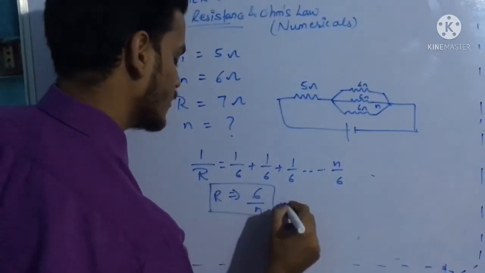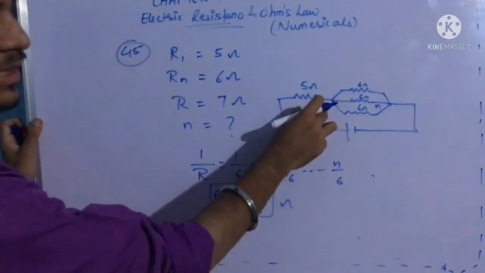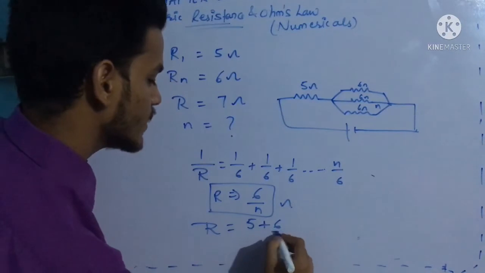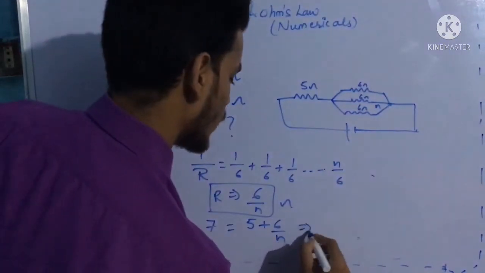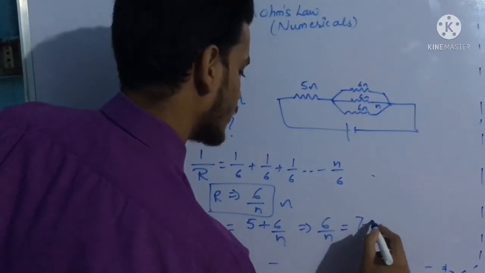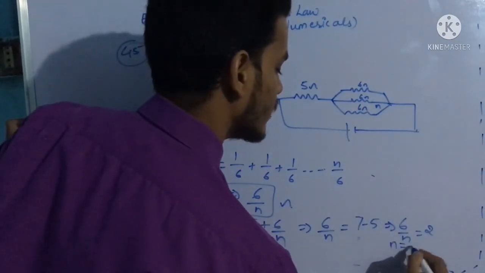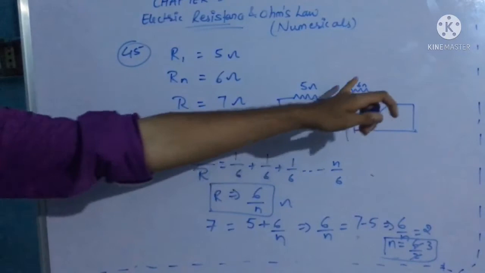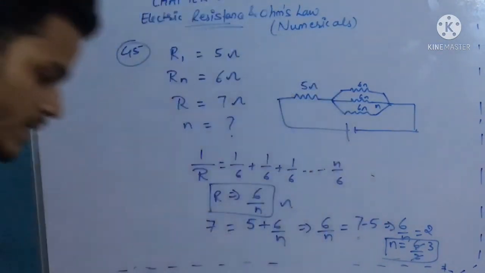On solving this we get r equals 6 upon n, and it is connected with a 5 ohm resistor in series. So to get the equivalent resistance we add 5 plus 6 upon n, and the equivalent resistance is given as 7. So 6 upon n equals 7 minus 5, which is 2, and n equals 6 upon 2, which is 3. This means these resistors are 3 in number. Understood? We have to do it like this.